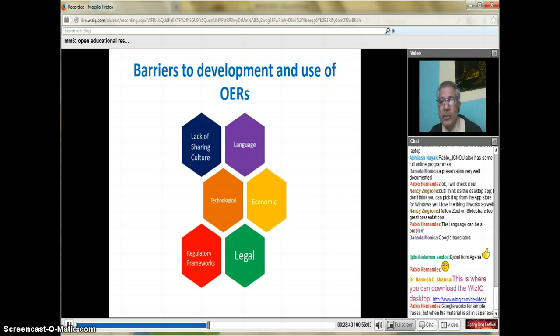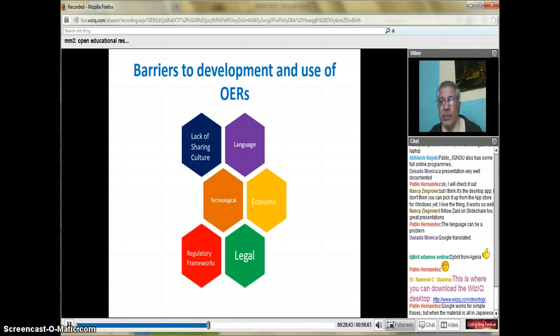Now he talked about the various kinds of barriers which are there for the application of OER across the world. These barriers included lack of sharing culture. If one country doesn't want to share its culture, share its repository with the other country, it will not allow OER to be shared by other countries. Language is one more important barrier. Technology, as all of us know, can be a barrier particularly for developing countries.